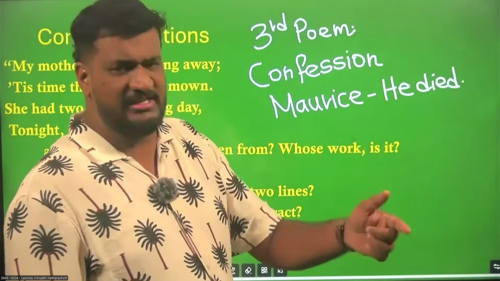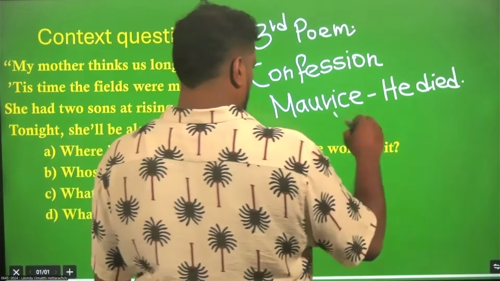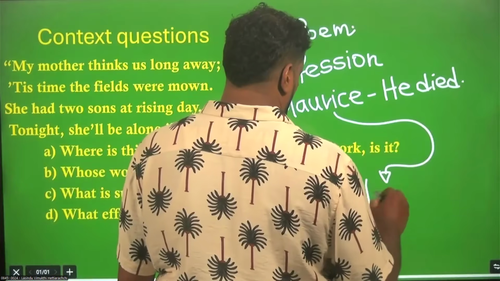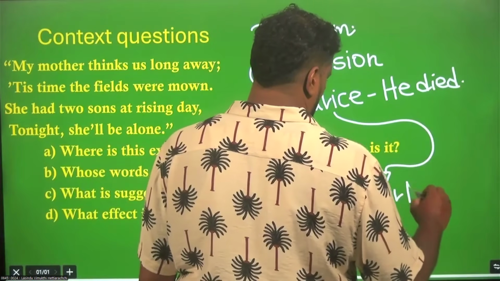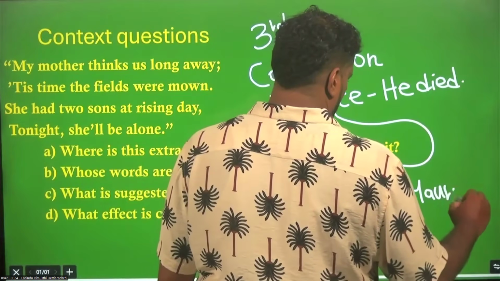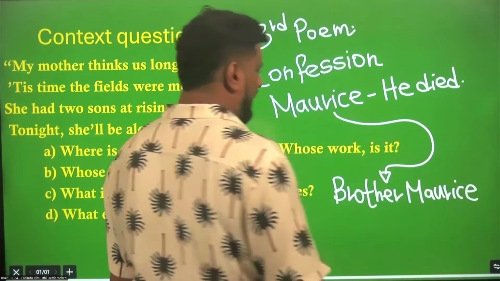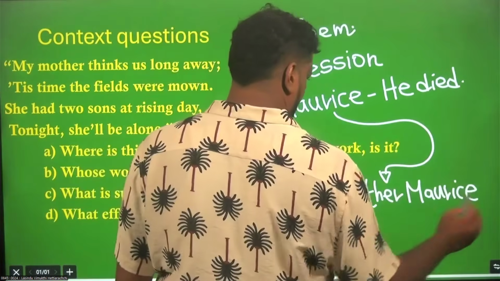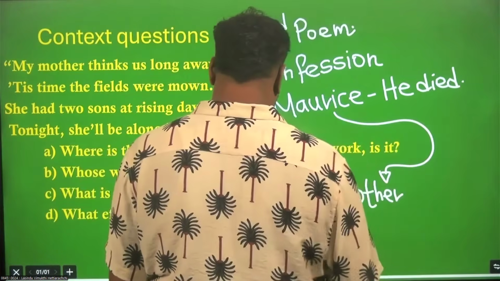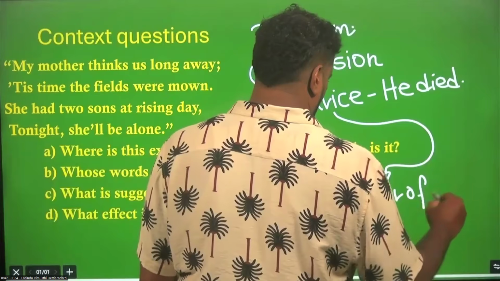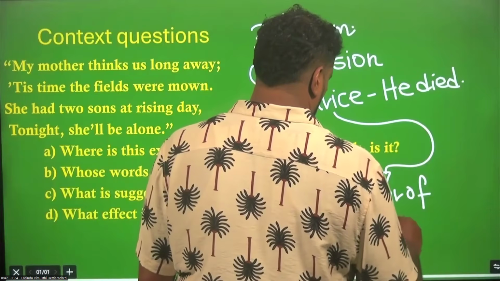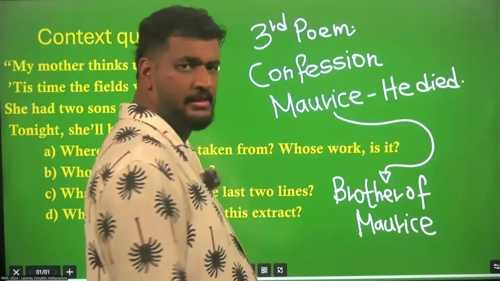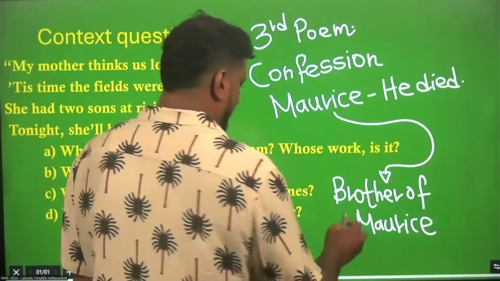Now the confession is given by the brother of Maurice. Try to understand the explanation very carefully. This confession is done by the brother of Maurice. So now who is Terence then? Some of you have given the answer as Terence. So who is Terence? Terence is the best friend.